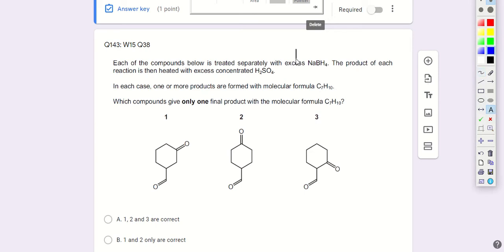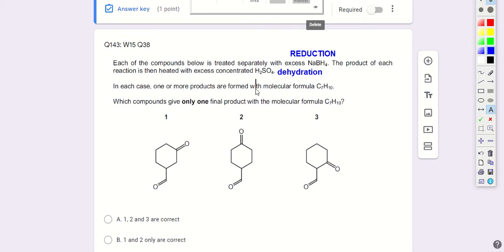This is reduction, and then treated with excess concentrated sulfuric acid. Now, this is dehydration, elimination. So we are going to reduce the ketone and aldehyde to secondary and primary alcohols first, and after that dehydrate the compound.